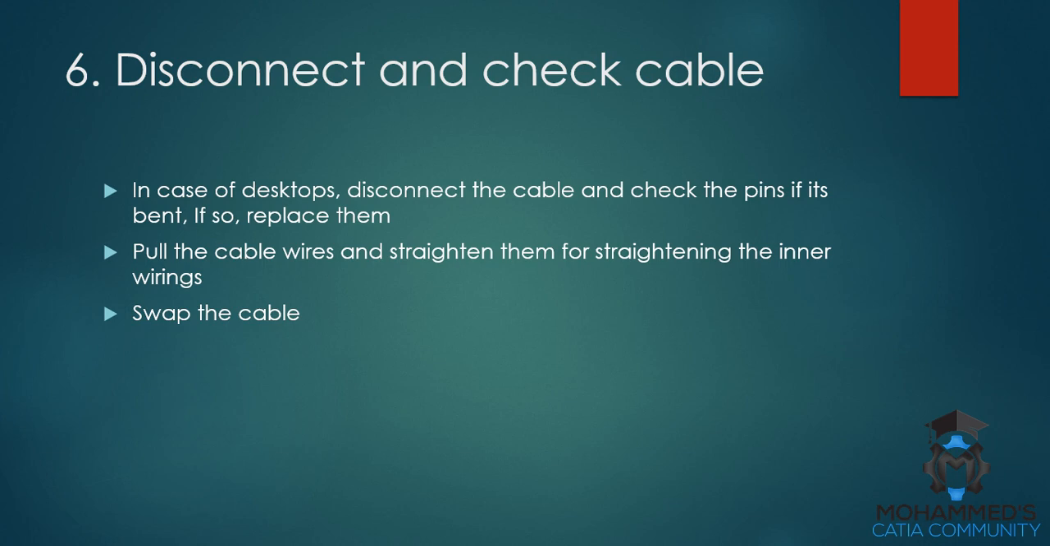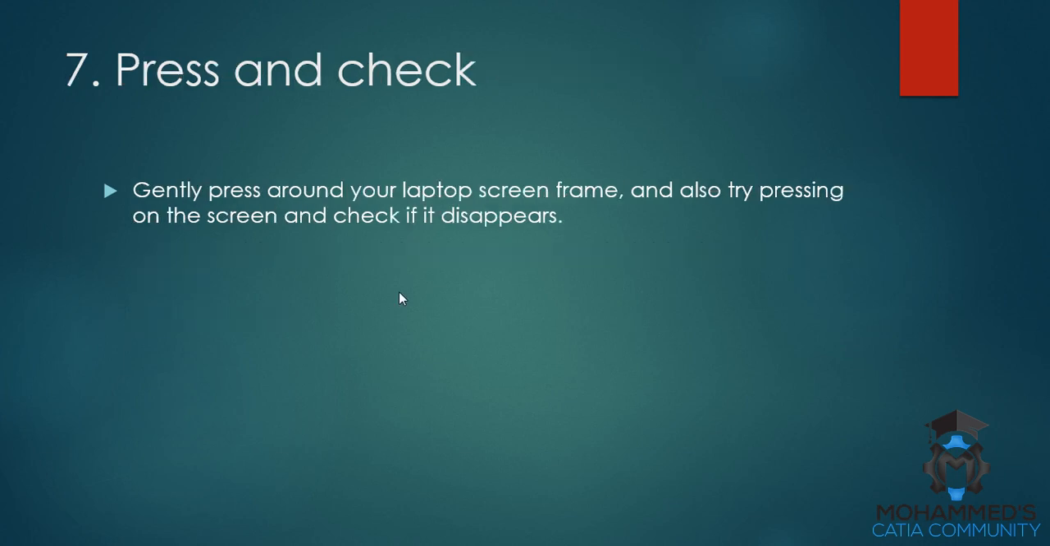Also, you can swap with a new cable if you have one. This is another interesting step that you can do. Try gently pressing around the laptop border, and also try pressing on the screen, and see if the lines that are appearing disappear and appear again. If they do, then it is something related to the hardware. Maybe something is bent.